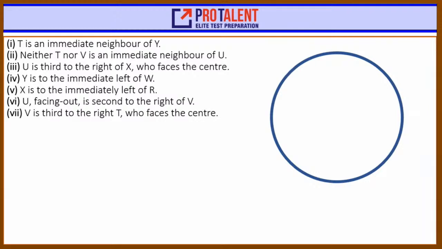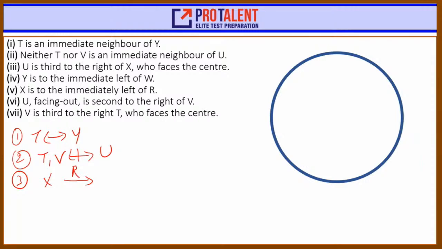So T is an immediate neighbor of Y. So from 1 I am getting T is an immediate neighbor of Y. The second point is neither T nor V are the immediate neighbor of U. The third point says that U is third to the right of X, who faces the center. In the right side of X, U is third, and X faces the center.